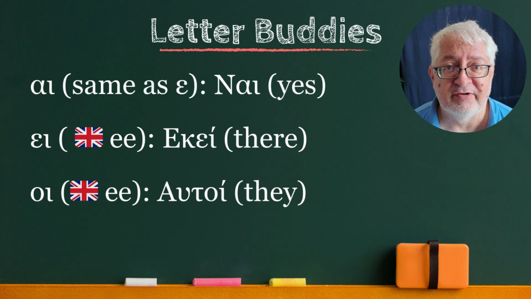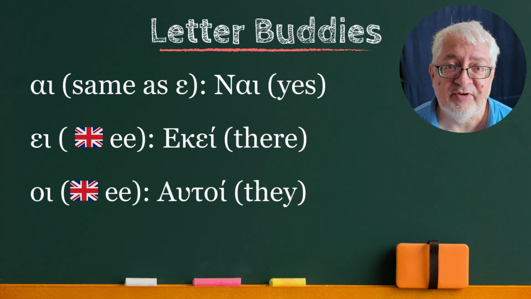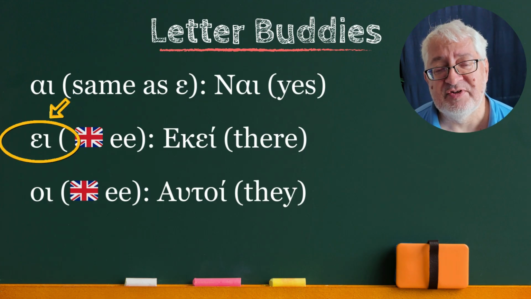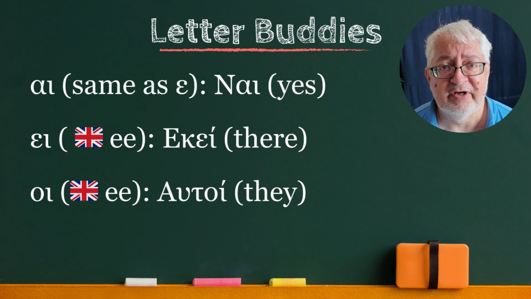And the most common occurrence of this is in the word ne, which means yes. So ne, you could obviously write also with ni epsilon, but you don't do that. The correct way to write it is ni alpha iota, but it is pronounced ne. There is no difference between this and an epsilon in the way you pronounce it. Then we have the epsilon iota, which is an E, and this is also very, very common.